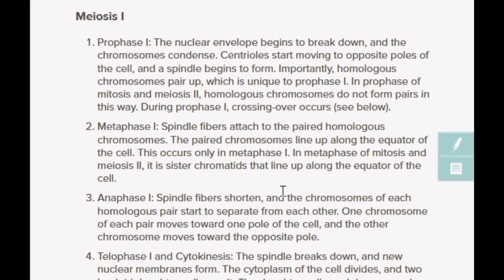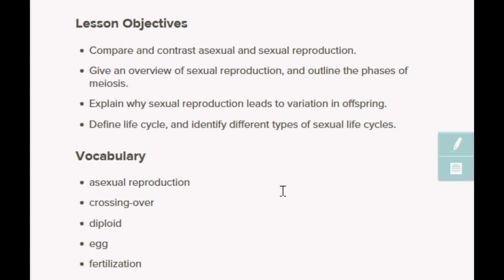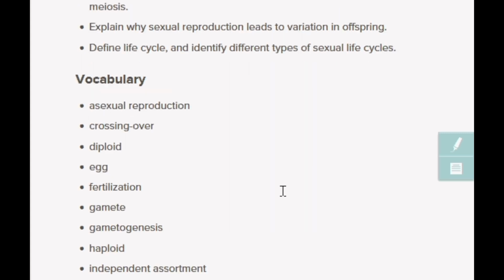5.3 Lesson Objectives. Compare and contrast asexual and sexual reproduction. Give an overview of sexual reproduction, and outline the phases of meiosis. Explain why sexual reproduction leads to variation in offspring. Define life cycle, and identify different types of sexual life cycles.